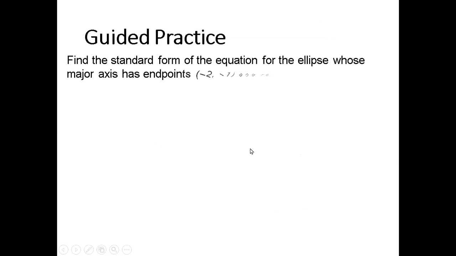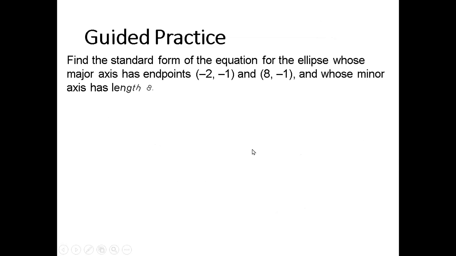Let's have a guided practice. So let's try to solve. Find the standard form of the equation for the ellipse whose major axis has endpoints (-2, -1) and (8, -1), and whose minor axis has length 8. Take note of the given: we have the endpoints of the major axis, and the minor axis has length 8.